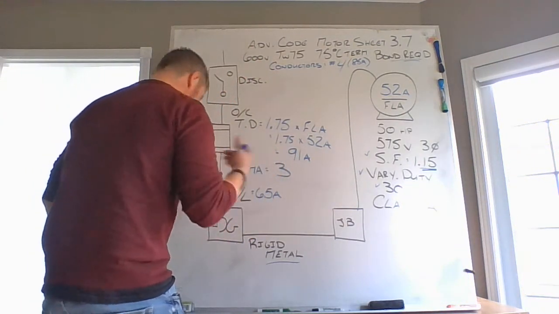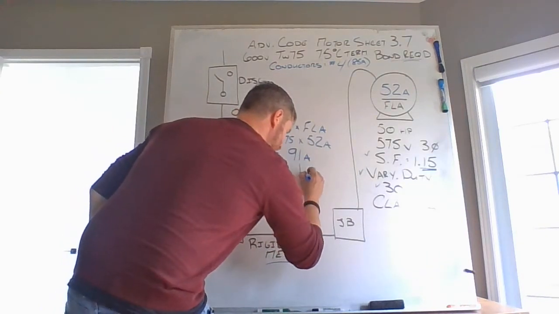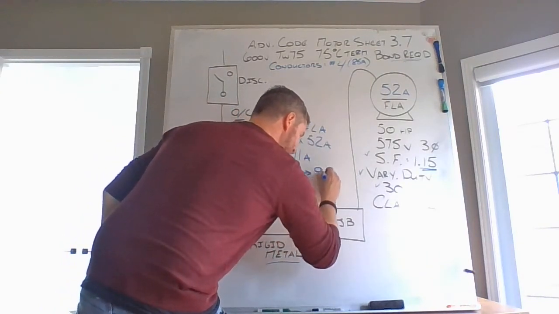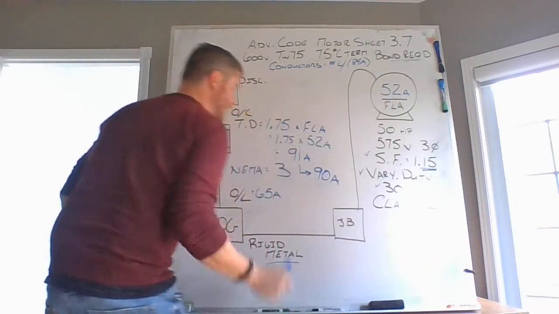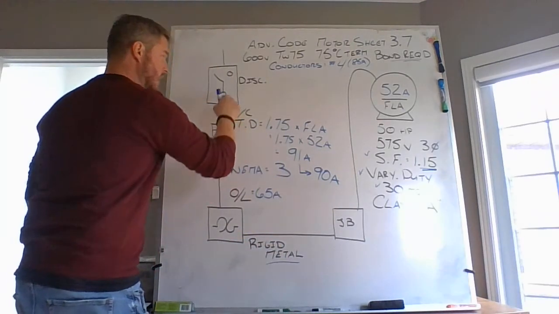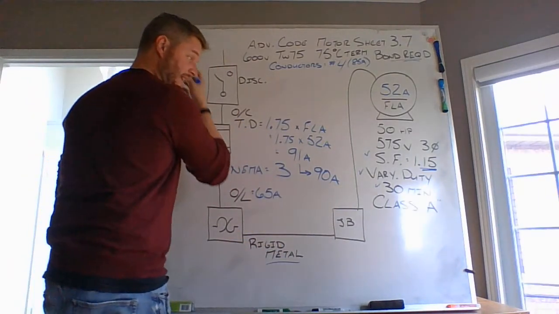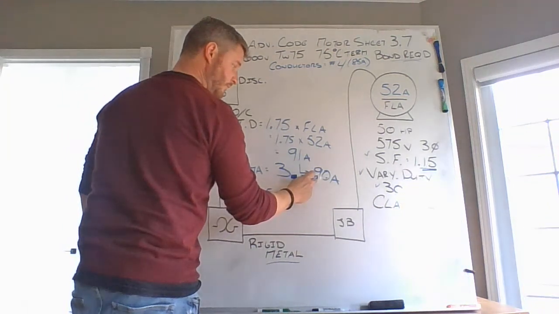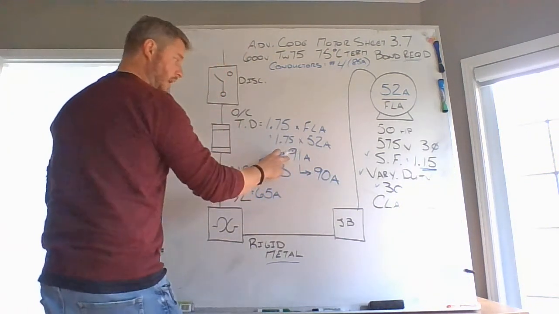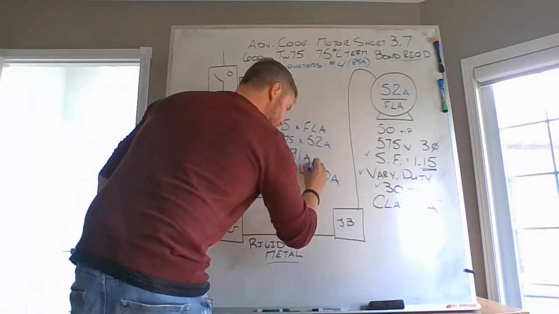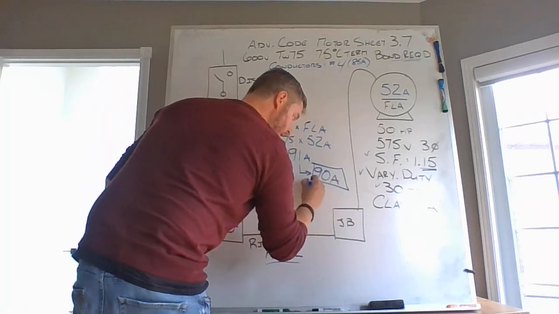At that point in time, I would absolutely need to install a 90 amp time delay overcurrent device inside this disconnect. So calculated value is 91. My installed value, 90.